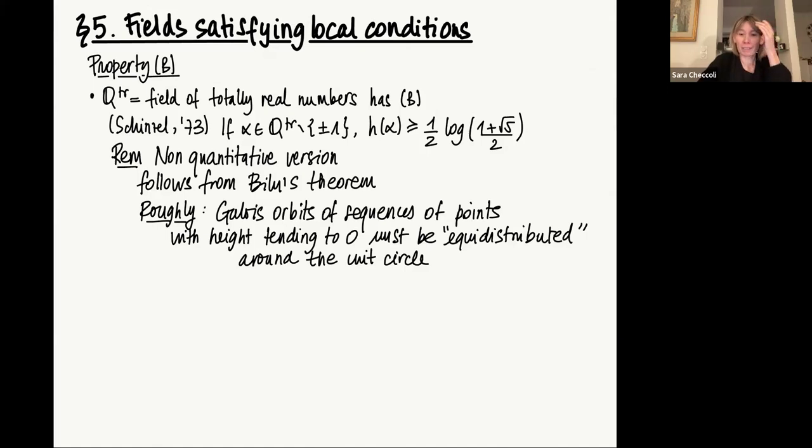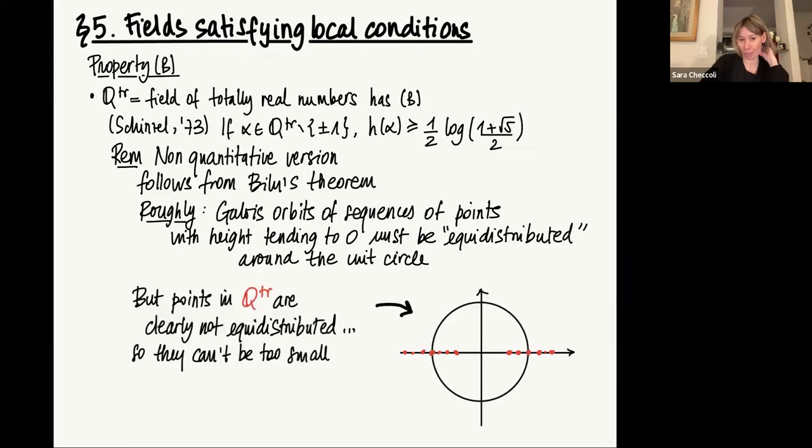So, in Bilu's result, equidistribution is very precise. But think of any possible notion of equidistribution. It's clear that in QTR, the Galois orbits are not equidistributed. They are squeezed on the real line for any possible definition of equidistribution. So the height of this point cannot be too small.